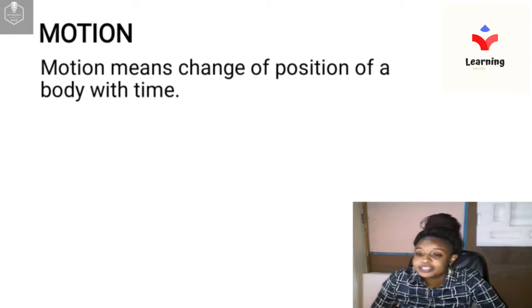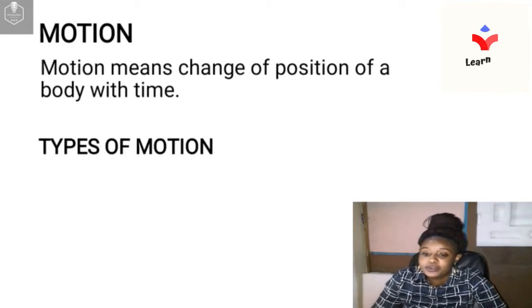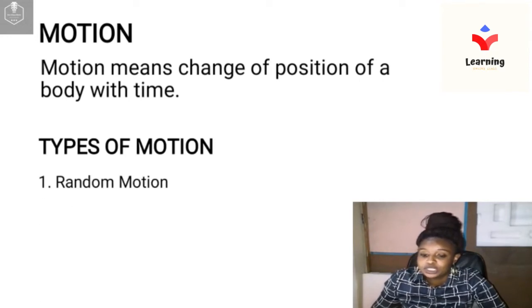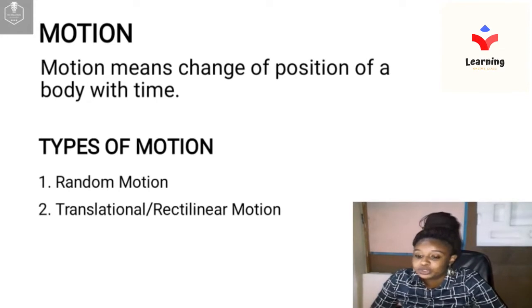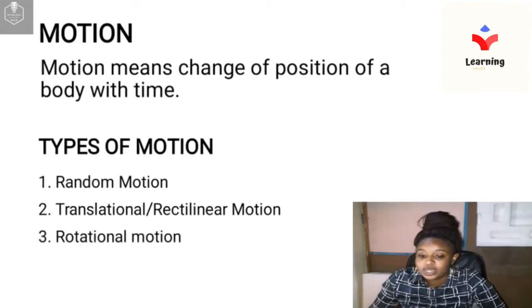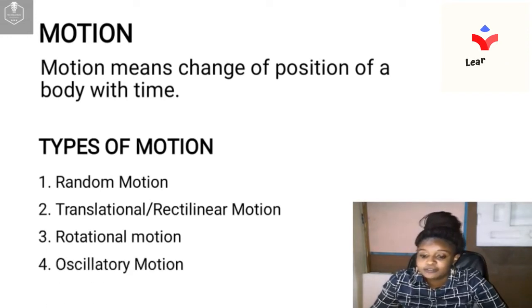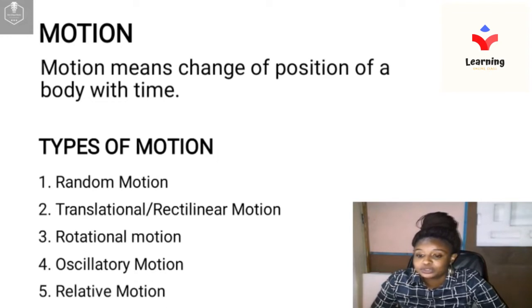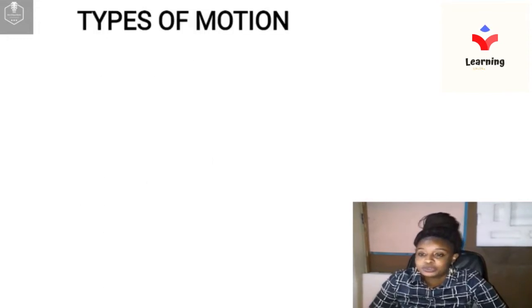We have different types of motion. One, we have random motion. Two, we have translational or rectilinear motion. We have rotational motion. We have oscillatory motion, and the last one on the list, we have relative motion. Taking it one after the other, we start with random motion. What do we mean by random motion?